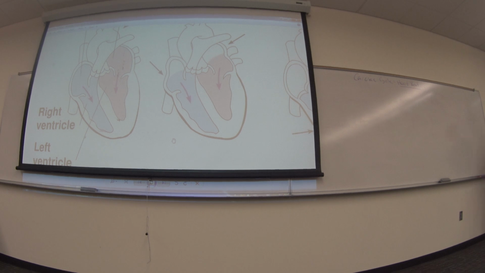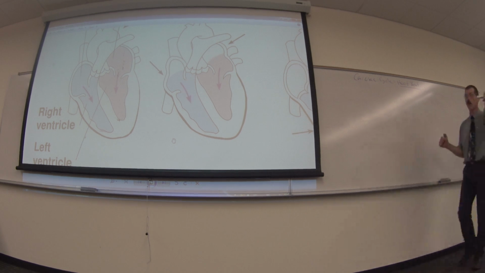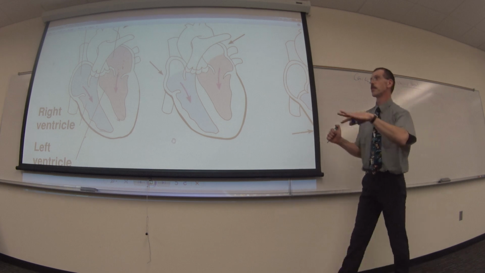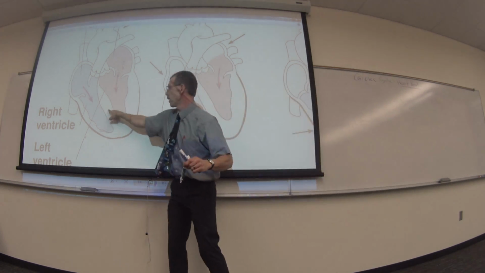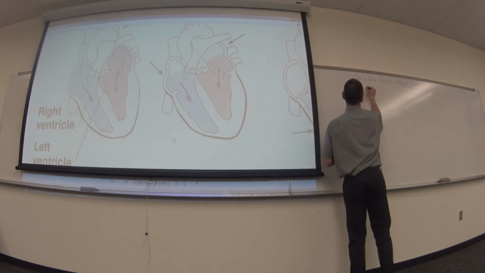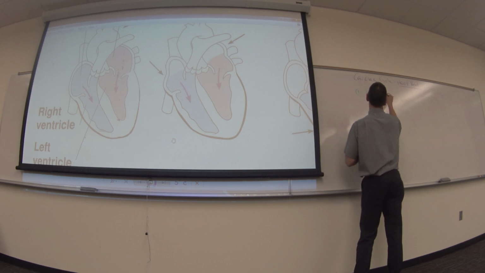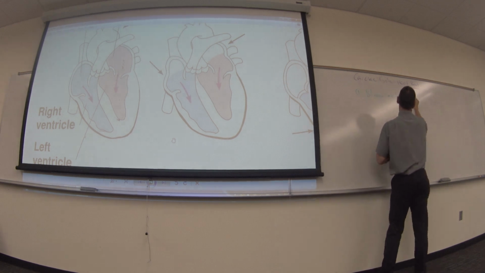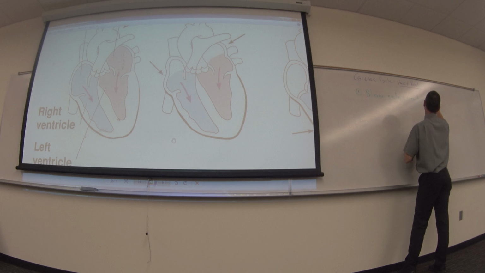Blood is going into the heart. Blood's going into the where? Heart. Be a little more specific. Ventricles. To the ventricles. Very good. So step one, blood enters the ventricles. Flows into the ventricles, fills the ventricles.